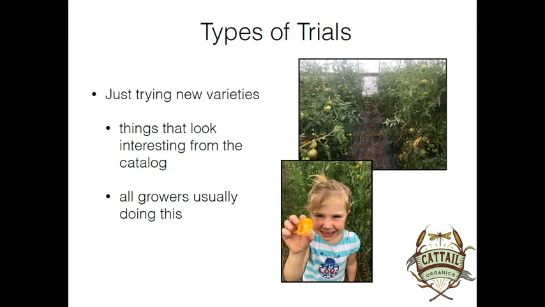So Kat breaks her trials down into 4 different types. One is just trying new varieties, things that look interesting. Usually you're already doing this. So if you see a new variety of cherry tomato that looks really cool in the catalog, you might put in a few plants just to see what it's like. That's the most basic level.